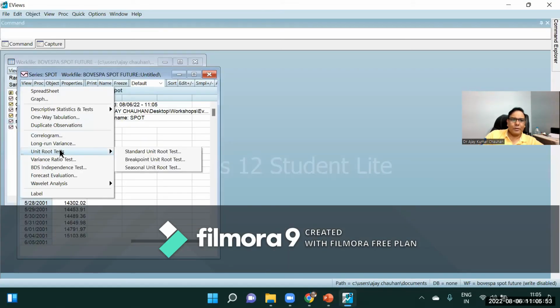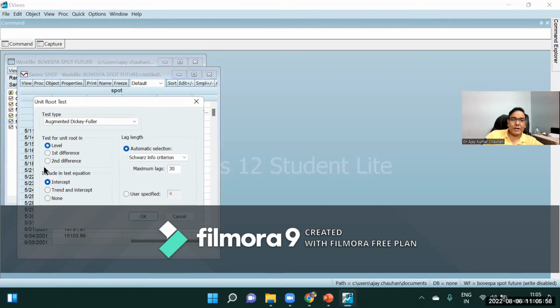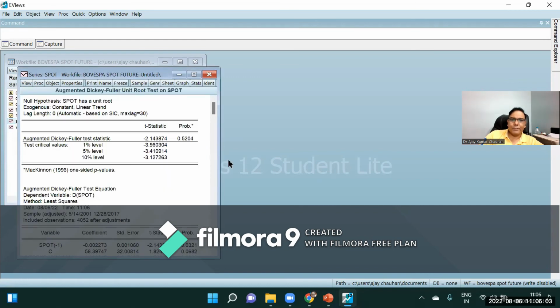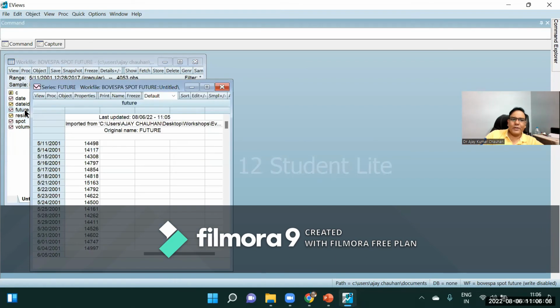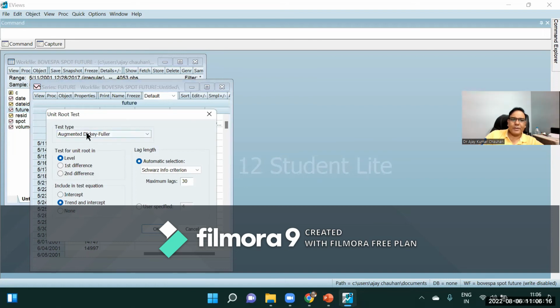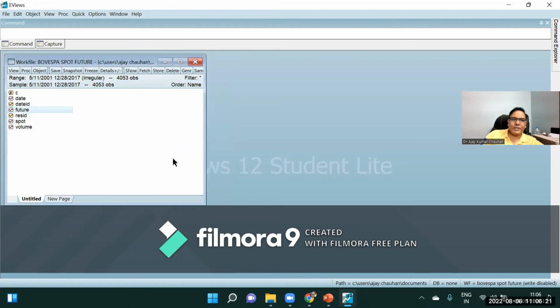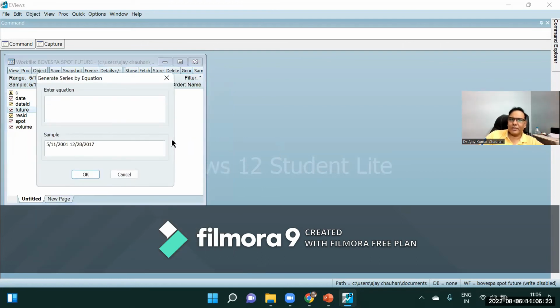Unit root test, standard unit root test, at trend and intercept level, ADF test, found to be non-stationary. Similarly, for future: view, unit root test, standard unit root test, trend and intercept, found to be non-stationary. So both the series are found to be non-stationary. So let's check whether they are stationary at first difference.